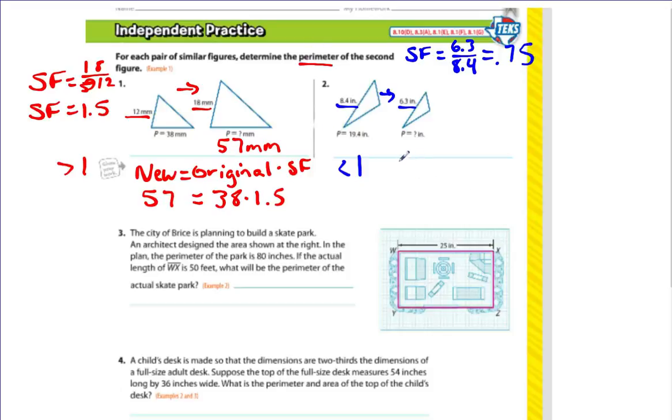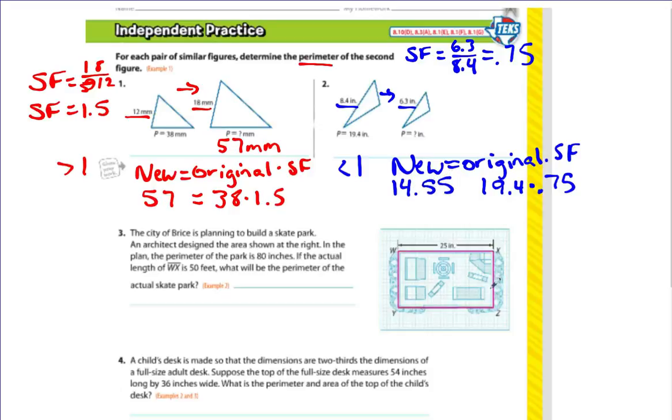And that's still perimeter, so our formula is still the new is equal to the original times our scale factor. So that gives us 19.4 times 0.75. And that is, let's see, 14.55. Okay, so there's our first two answers. Nothing too painful.